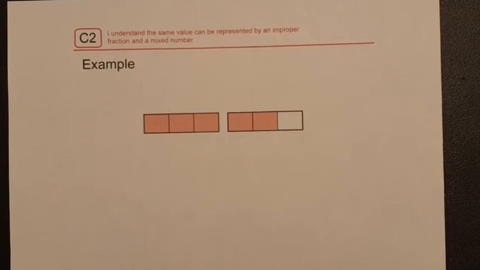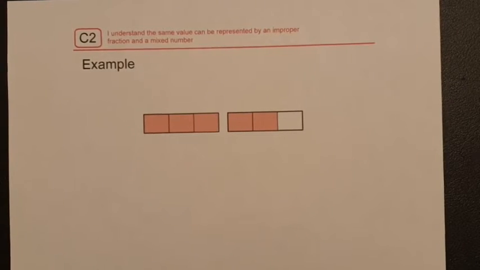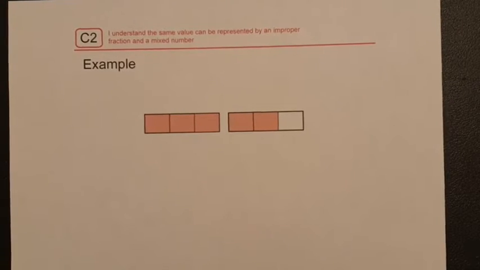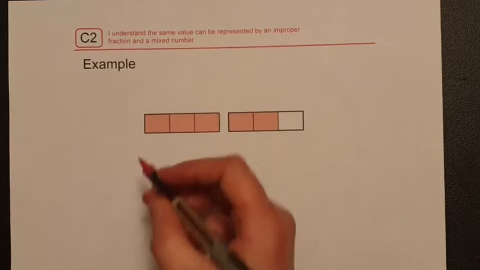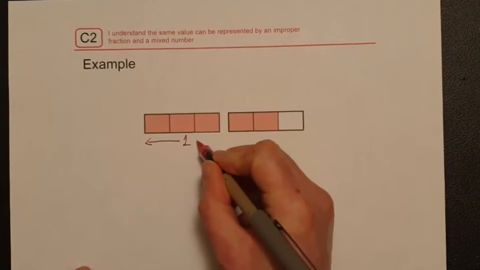In the exercise you're about to do, you'll be presented with various bar models and you'll be asked to interpret them as both improper fractions and mixed numbers. So here are some examples for you. In every single case, one whole bar will be worth 1.